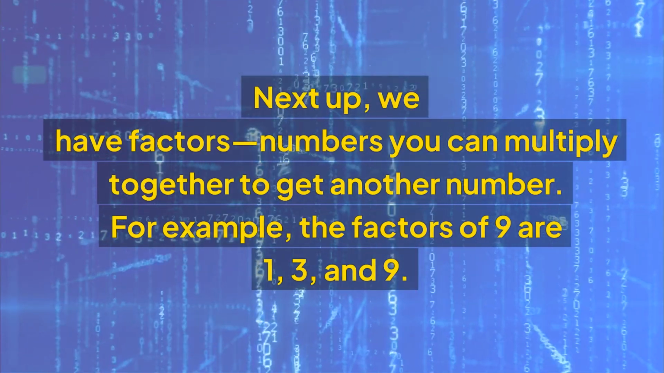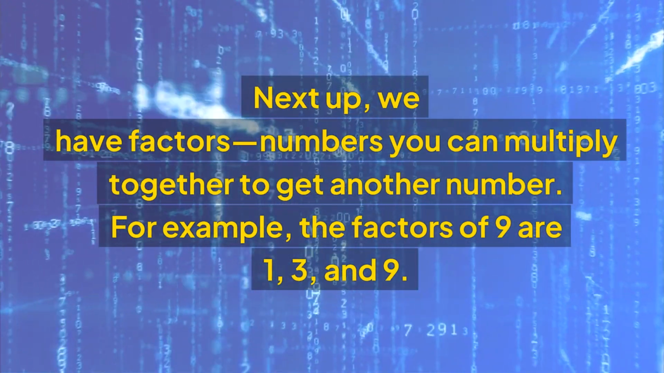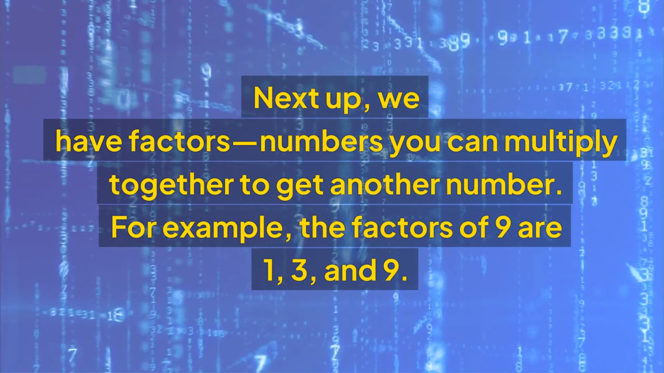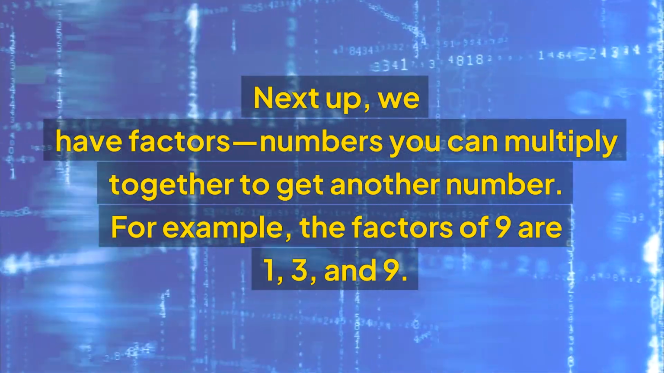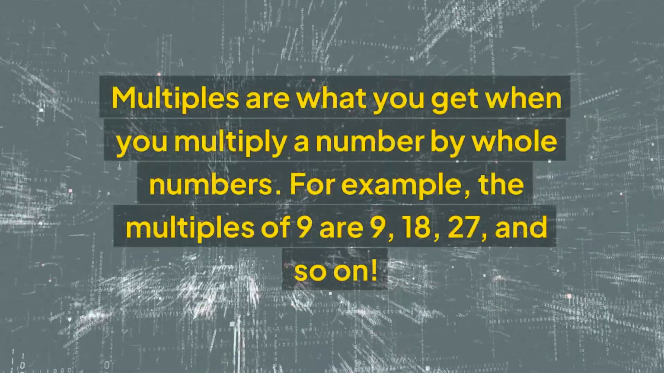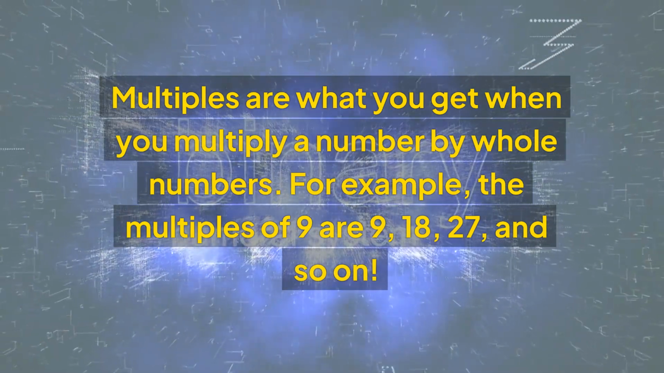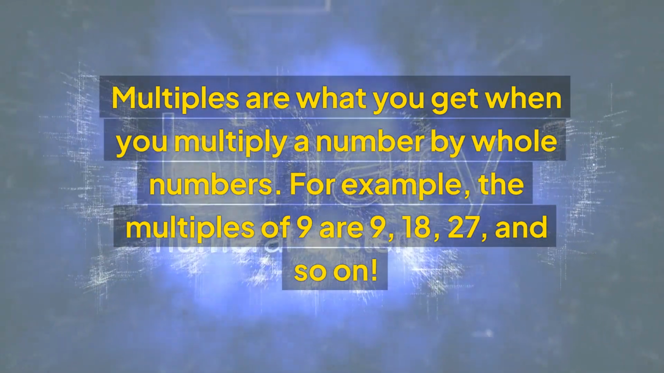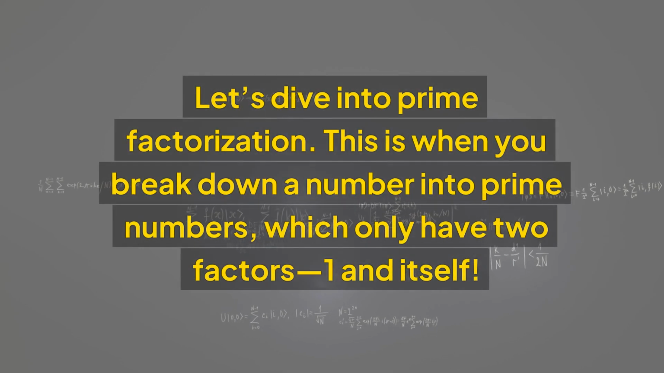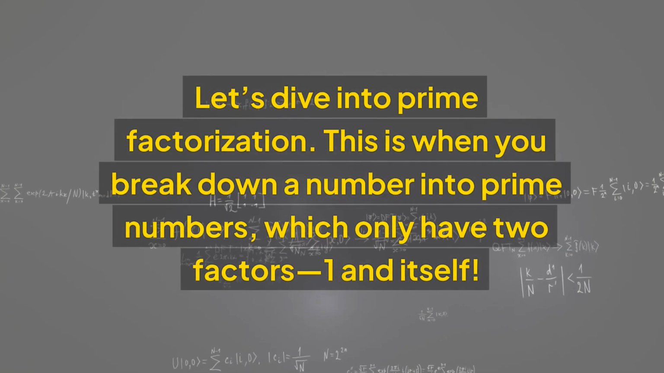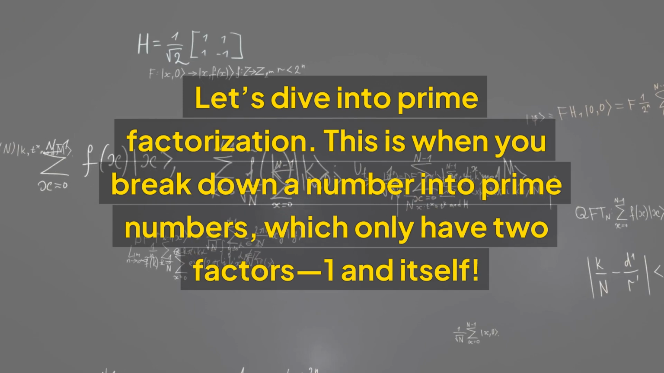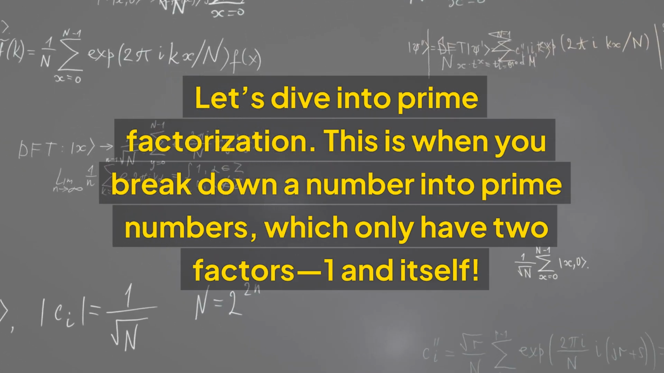Next up, we have factors. Numbers you can multiply together to get another number. For example, the factors of 9 are 1, 3, and 9. Multiples are what you get when you multiply a number by whole numbers. For example, the multiples of 9 are 9, 18, 27, and so on. Let's dive into prime factorization. This is when you break down a number into prime numbers, which only have 2 factors, 1 and itself.